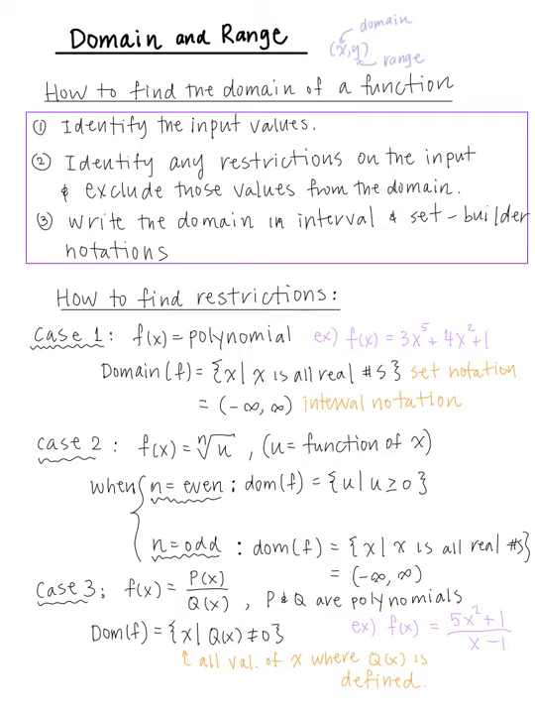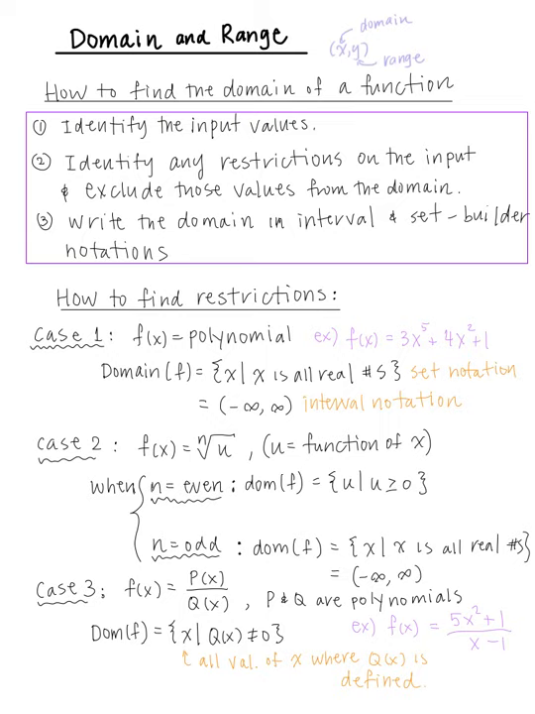So just to save some time, I've already written down the notes. So let's just go over this real quick. Okay, so here it is. How to find the domain of a function. Step 1, identify the input values. Step 2, identify any restrictions on the input and exclude those values from the domain. Step 3, write the domain in interval and set builder notations. Now, if you're not familiar with interval and set builder notations, I made a separate video on that, so please watch that. And of course, please let me know if you have any questions on that.